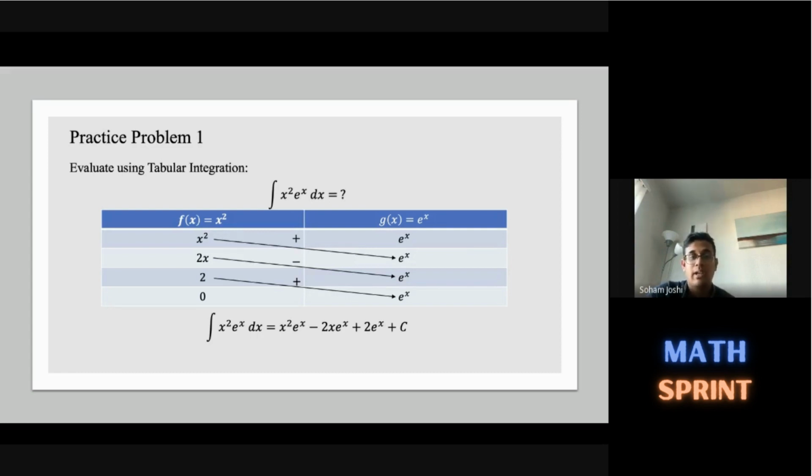Now on the right, we integrate. But the thing is, integrating e to the power of x with respect to x just gives e to the power of x. So you don't have to worry about the constant of integration for now. Just keep integrating over and over again, and you'll get the same value, e to the power of x, over and over again. Now, the multiplication part.